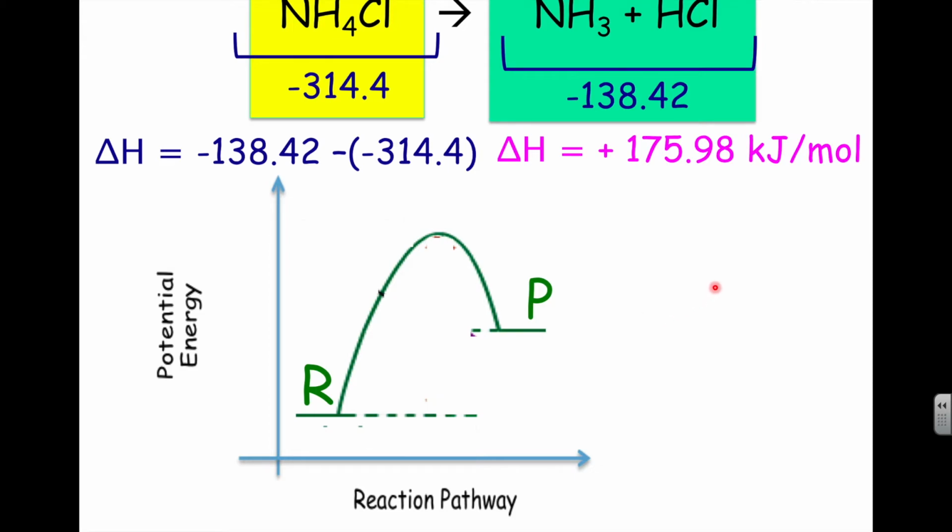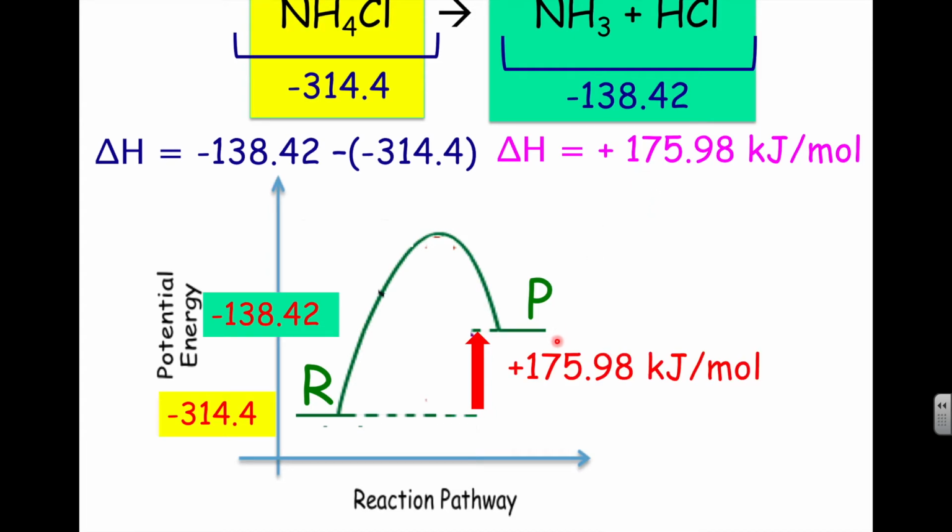Now, the reactants had an energy of negative 314.4, okay? And the products had an energy of negative 138.42, okay? Do you see how the numbers are going up there? And then you see that there's an increase in the number, and the increase in that number is specifically 175.98. You see how that works out? Hopefully you see that.